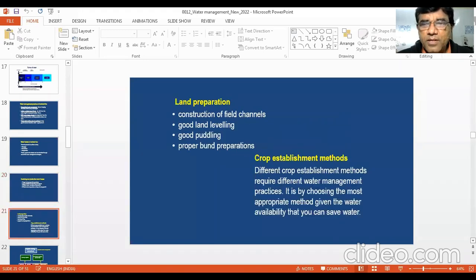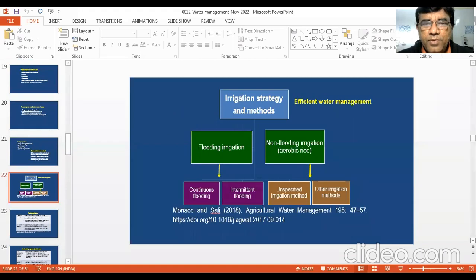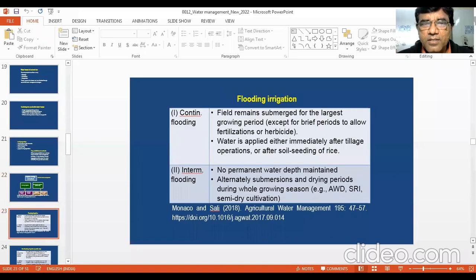Like land preparation, crop establishment method can be fixed as per the availability of the water. We have seen different strategies and methods of efficient water management. Flooding irrigation, non-flooding, we have seen 4 categories, and we discussed it.